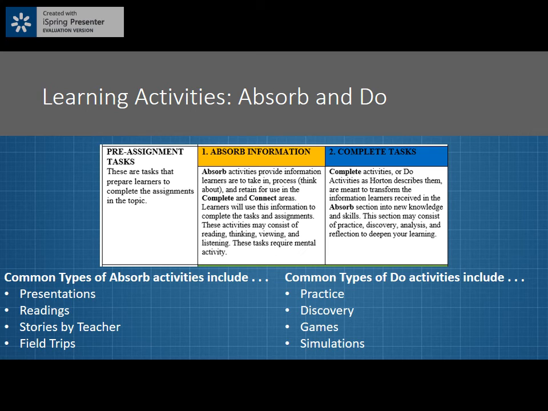Okay. Absorb activities, or absorb information. These are activities that provide information to learners that they must take in, process, and retain for use in the complete and connect areas. Learners will use this information to complete the tasks and assignments of the topic. These activities may include reading material, thinking about the material, viewing videos, listening to videos or podcasts. These tasks require mental activity.